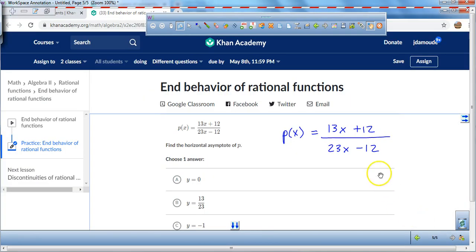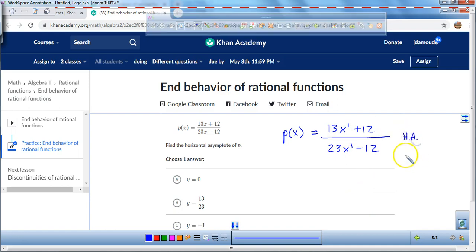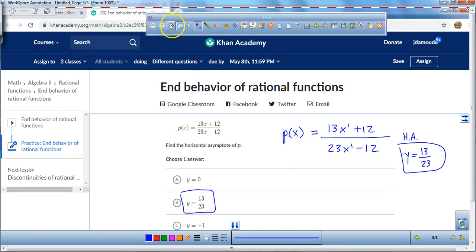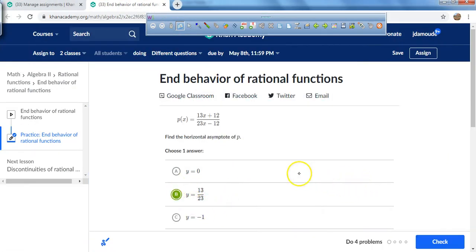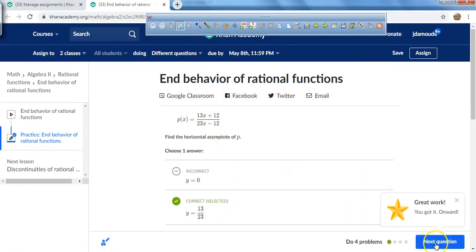I know this because I can clearly see that this is x to the power of 1 and this is x to the power of 1. When that's the case, your horizontal asymptote, HA for short, will be at y equals 13 over 23 because these degrees are the same. So I'm going to choose answer choice B. It was very similar to our last problem.